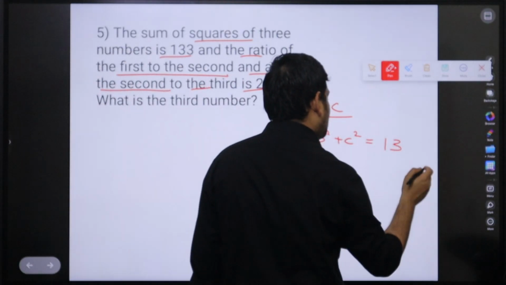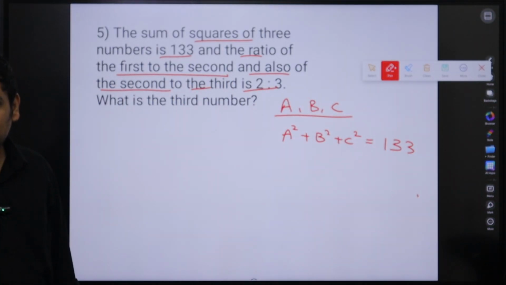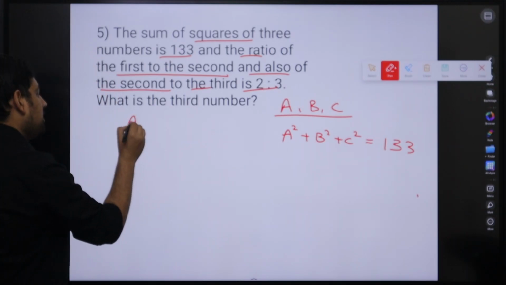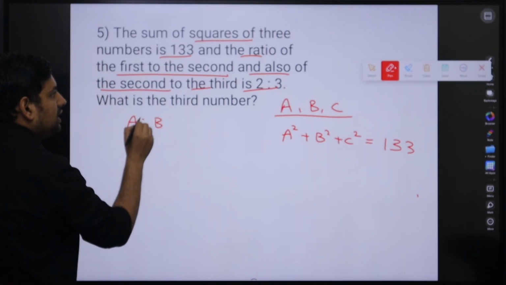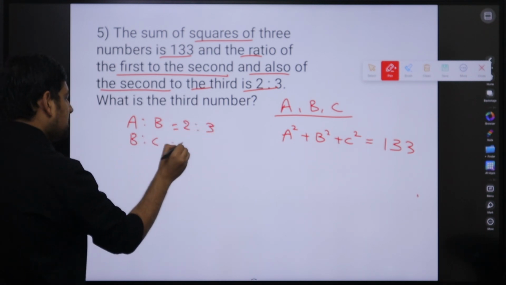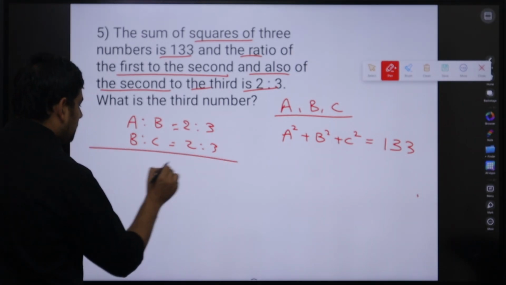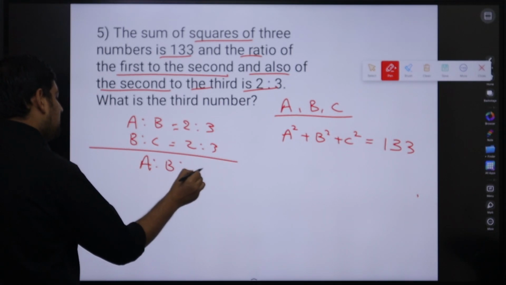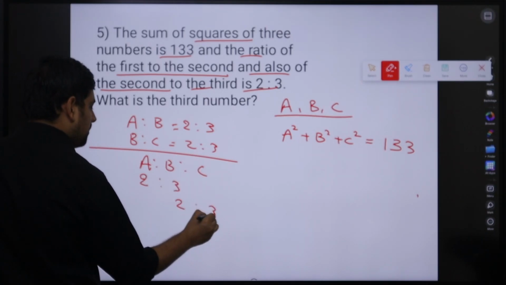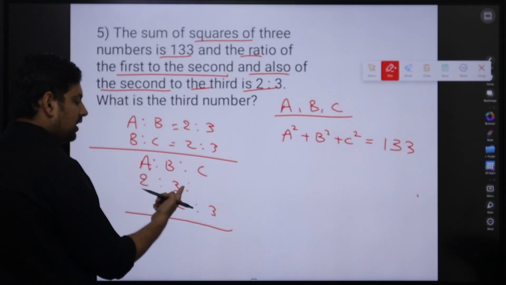Let me write it in a more beautiful way. So A square plus B square plus C square is equal to 133. Now, the ratios are given to you. So A ratio B is given as 2:3. Also it says that B ratio C is also 2:3. Then what will be the combined ratio of A, B, C? This is 2:3. This is also 2:3. Now, what will you have? You will have a repetition here.